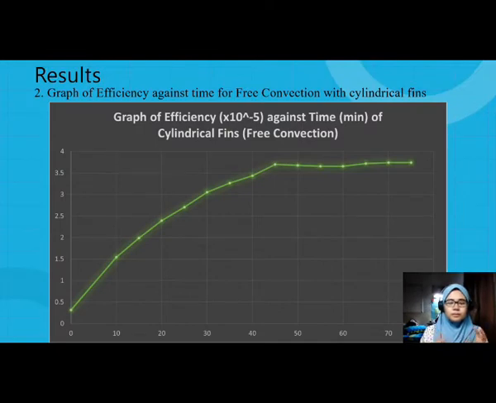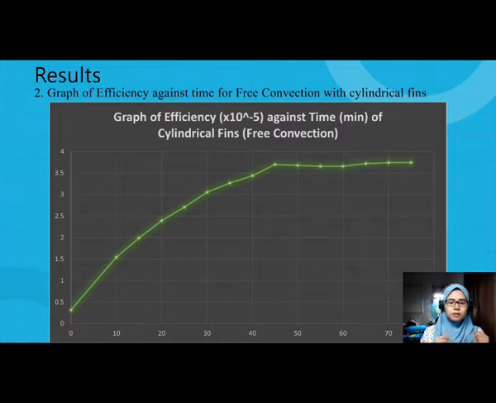The second graph that I've plotted is the graph of efficiency against time for free convection with cylindrical fins. From the graph, it can be seen that from 0 to approximately 45 minutes, the efficiency increases rapidly. But after 45 minutes, the graph still increases, but it does not show a rapid increment. Instead, it shows a slow increment.